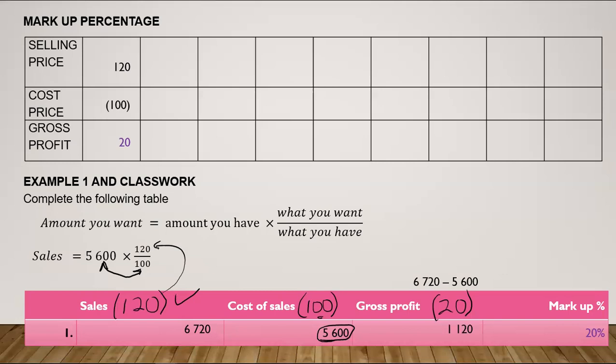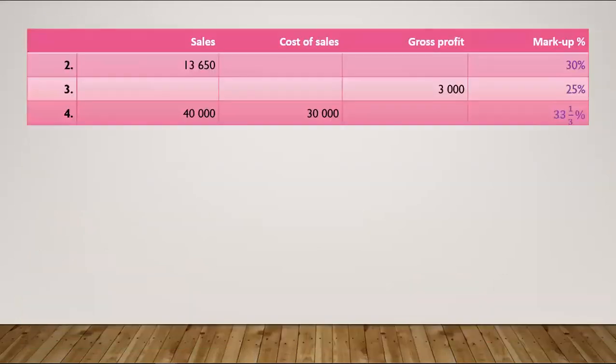Let's check number 2. In number 2, what are we given? We are given sales. Let's calculate cost of sales. The percentage here is 30%, which is the markup, meaning that gross profit will be 30%. Cost of sales is always at 100, and sales will be at 130.